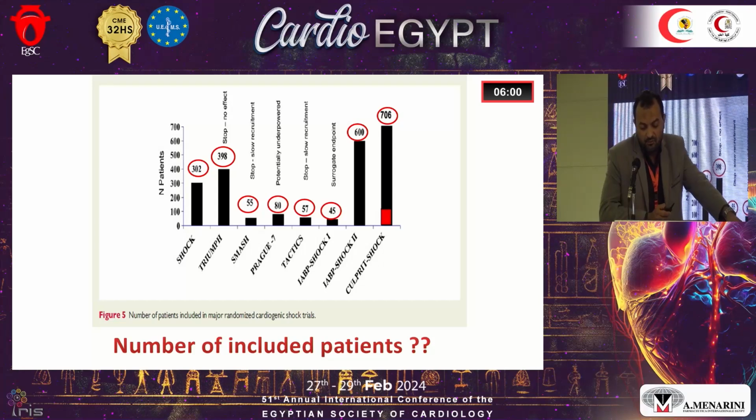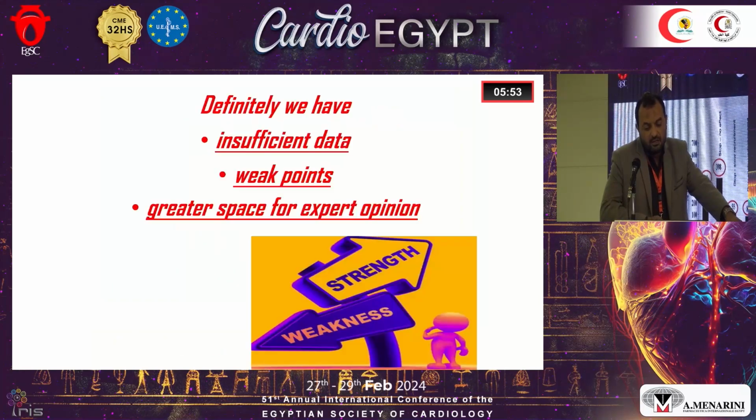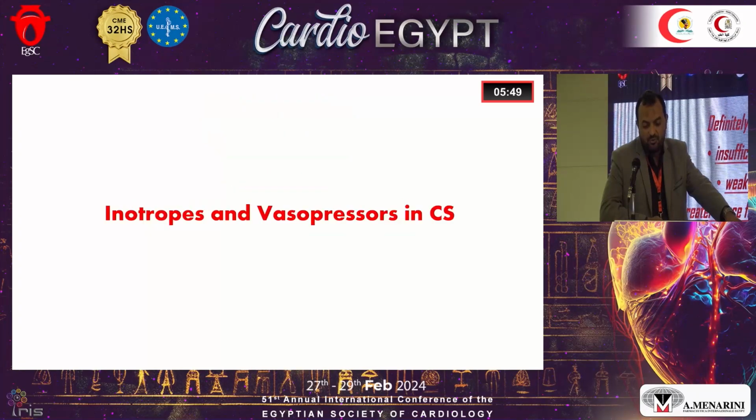This is the number of included patients in major randomized studies. As you can see, very low numbers: 55, 80, 70. Small numbers. Definitely, we have insufficient data, weak points, and greater space for expert opinion.